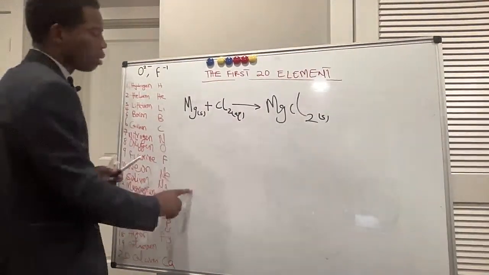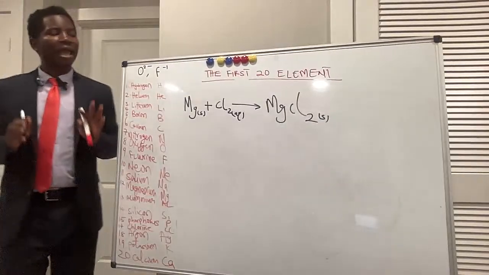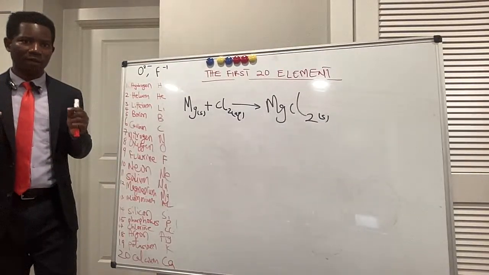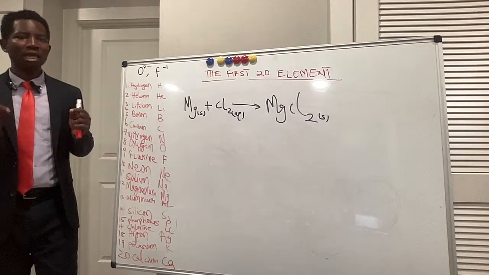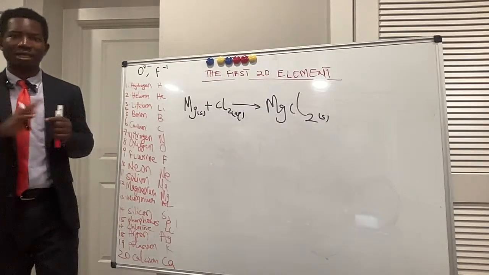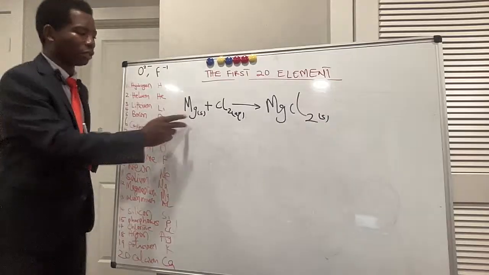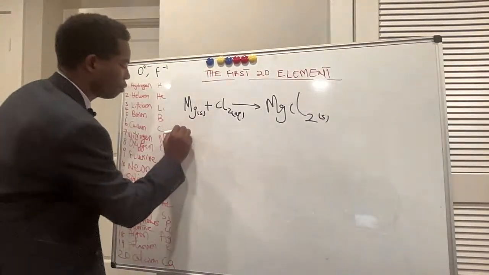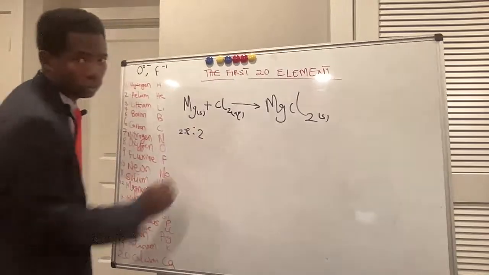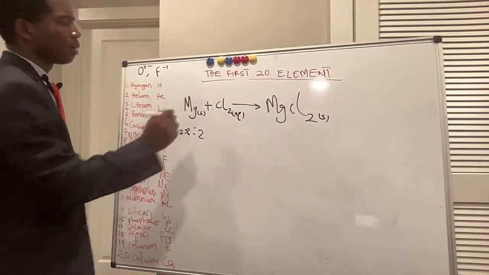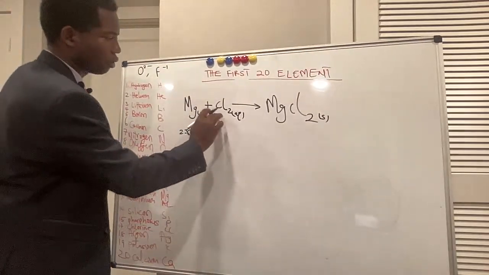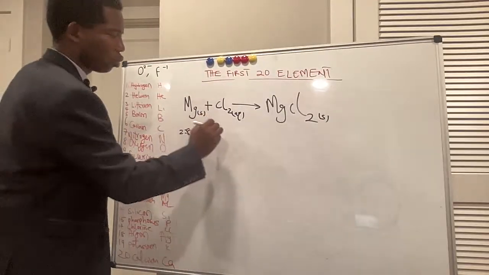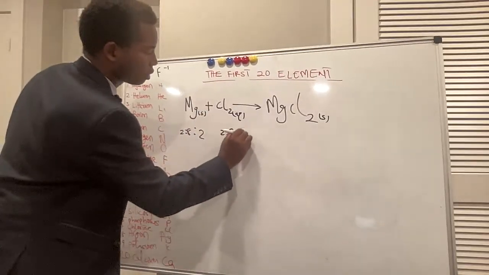Now, before we proceed, the electrons that take part in the reaction are the electrons in the outermost shell of an element. It is only the electrons in the outermost shell that take part in the reaction. In the case of magnesium, we know the atomic number of magnesium is 12, so it is 2.8.2. In the case of chlorine, the atomic number is 17, so it is 2.8.7.